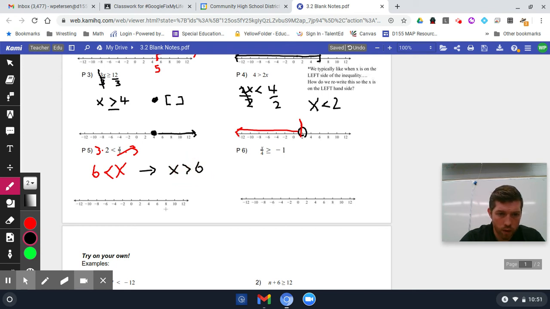I can go down here. I can find my 6. That's right here. I'm going to do a parenthesis. And I see x needs to be greater than, so I'm going to move this way.